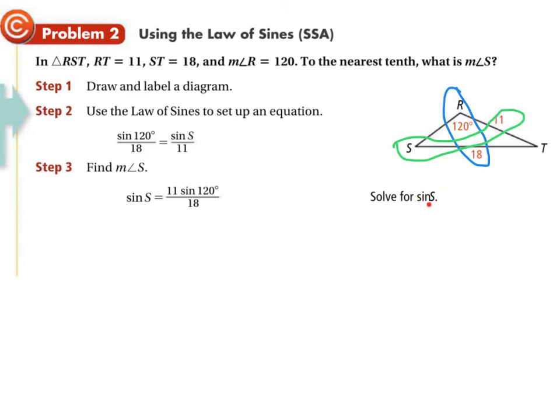And now we've solved for sine of S. Now what we need to do is hit that second function button. I forget what it's called on the TI-84. To get inverse of sine, it looks like sine raised to the -1 power. Inverse sine of 11 sine 120, all over 18. That will produce it in the calculator for you. So the measure of angle S is going to be the inverse sine, or arcsine as you'll hear it said, of this exact ratio.